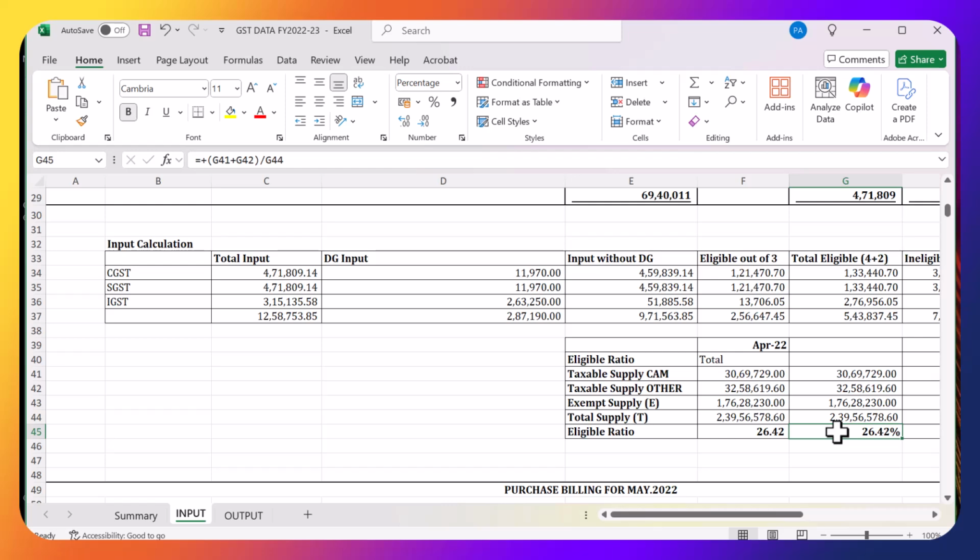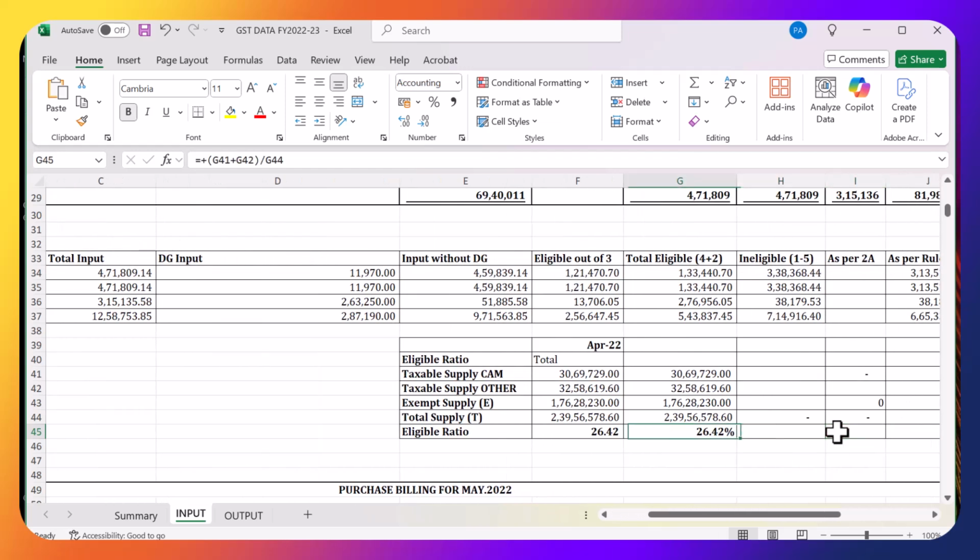Sorry, this was the eligibility ratio, not the reversal, and the balance was 84% because our outward supplies were mostly exempted. Only some part was taxable. So we got almost 74% of reversal and 26% eligible ultimately.